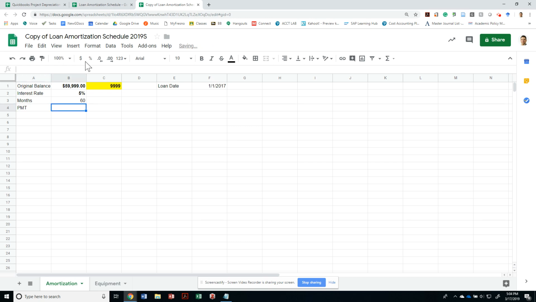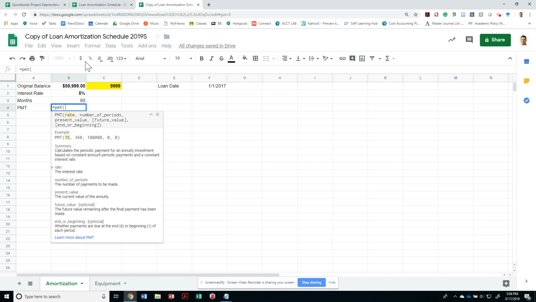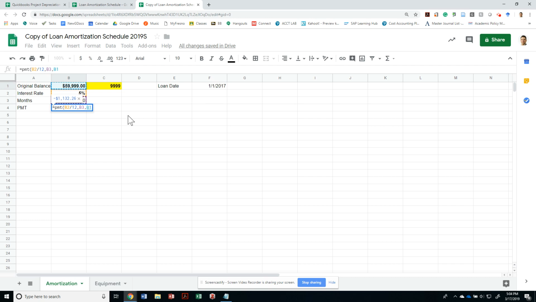So how do I do that? I can always use a formula that Excel or Google Sheets has. It's called the payment formula, in which we have to determine what is the rate. Since this is a monthly loan, we have 12 payments per year. And so if my interest rate is 5% and I have 12 payments per year, my rate is a little bit less than half of a percentage point per month. And what is the number of periods? Well, it's 60, right? What is the present value? Well, it would be the original balance. So I get almost 60,000.